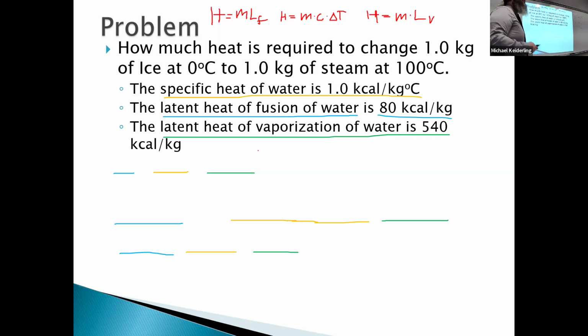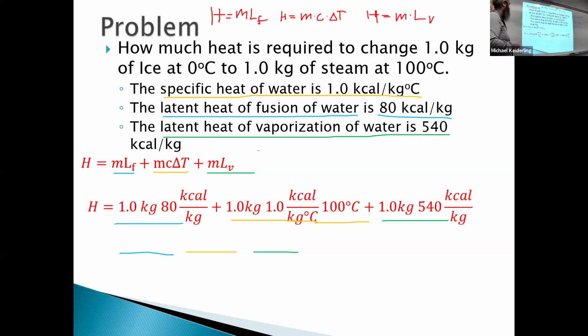So we have 3 steps. We have to melt the ice at 0 degrees Celsius. We have to warm it to 100 degrees Celsius. And then we have to boil the water at 100 degrees Celsius. So the 3 steps: we melt the ice. That's mass times latent heat of fusion. We warm it to 100 degrees Celsius. That's mass times heat capacity times change in temperature. And then we boil the water. That's mass times latent heat of vaporization.